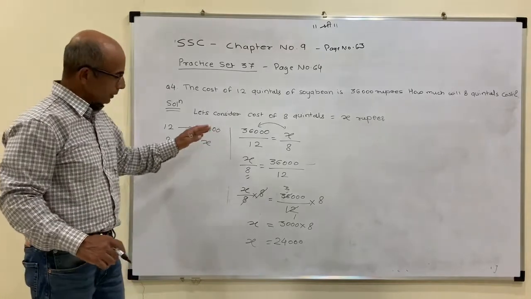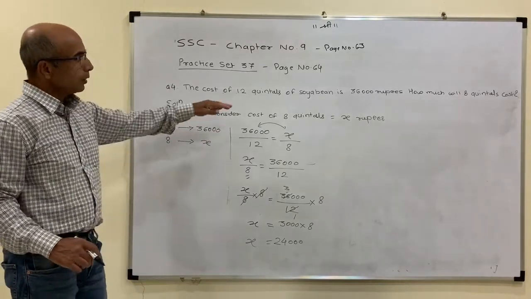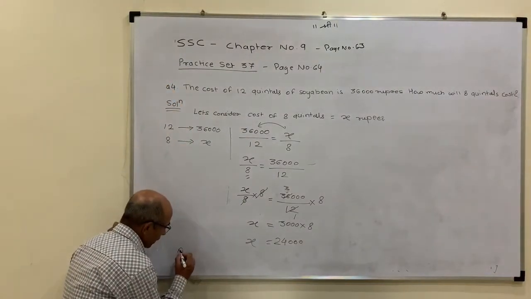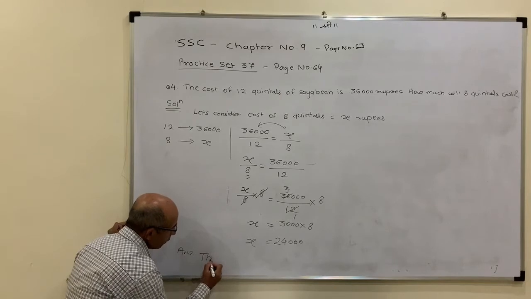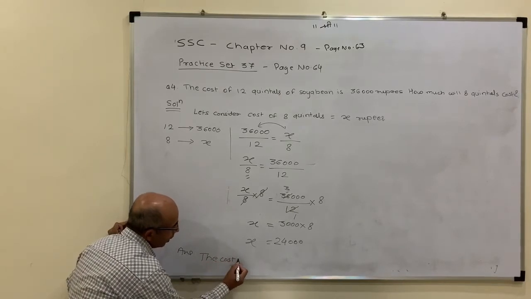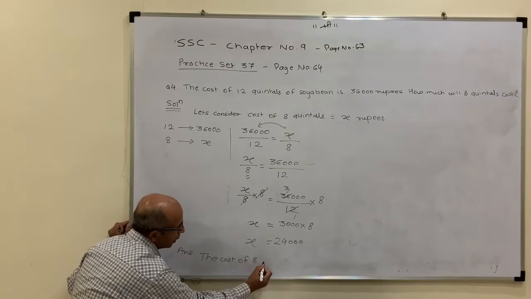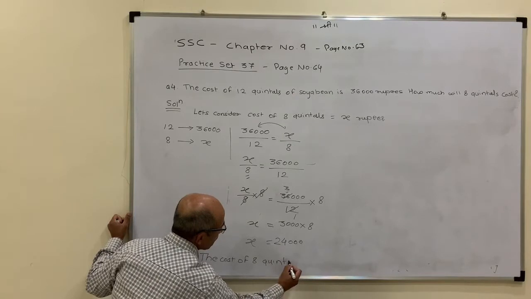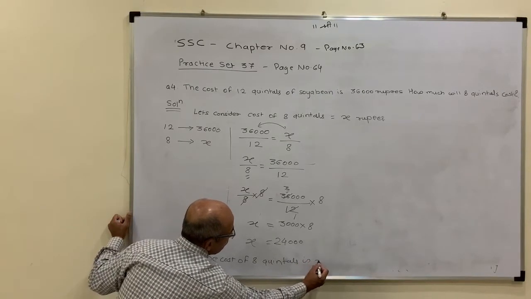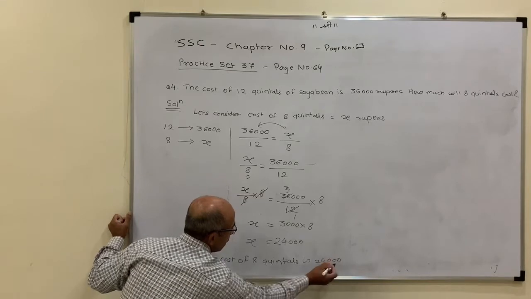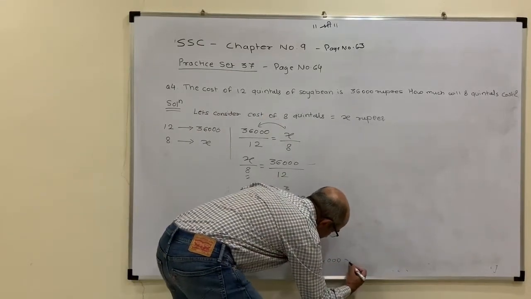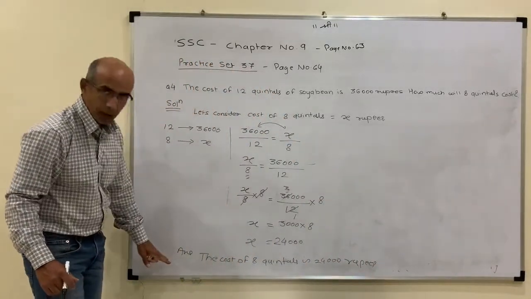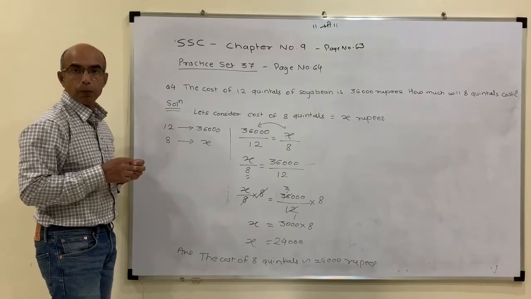So write the answer in words: how much will be the cost of 8 quintal? Your answer should be in words. The cost of 8 quintals is 24,000 rupees. So the cost of 8 quintals will be 24,000 rupees.